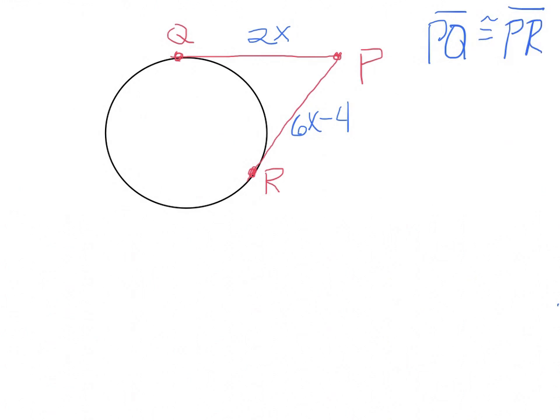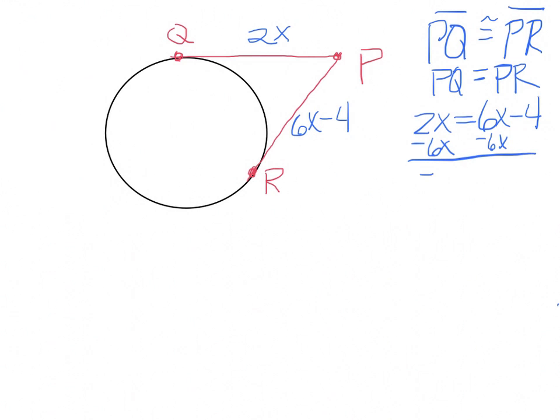Well, and because they are congruent, that means PQ must equal PR, and so that means that these segments are equal, so I can substitute: 2x is equal to 6x minus 4. Solving, subtract 6x from both sides, and I end up with negative 4x equals negative 4, and I divide by negative 4, and therefore I get x equals positive 1.